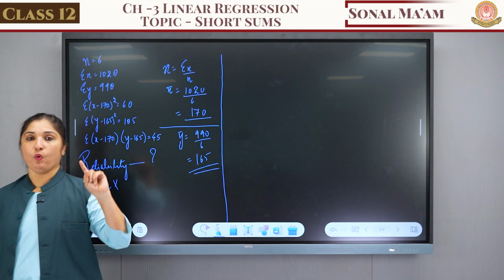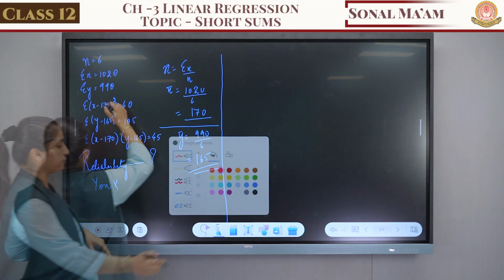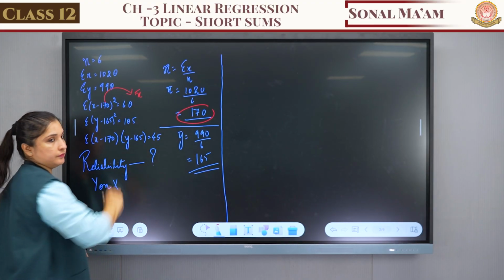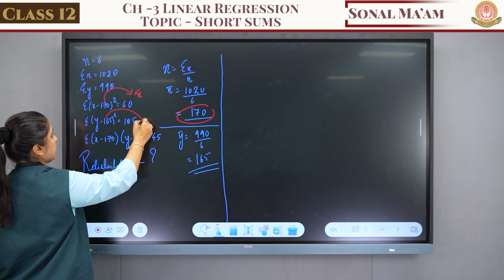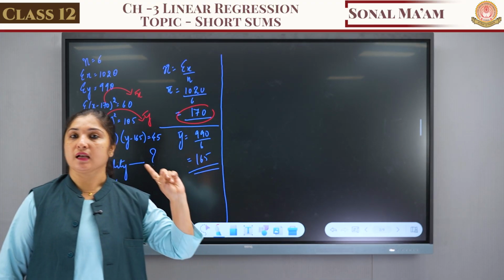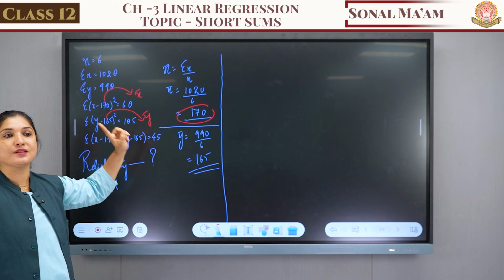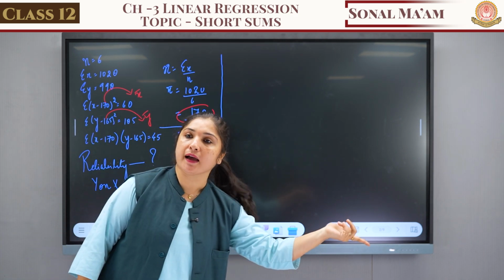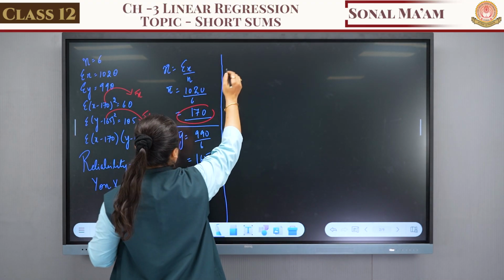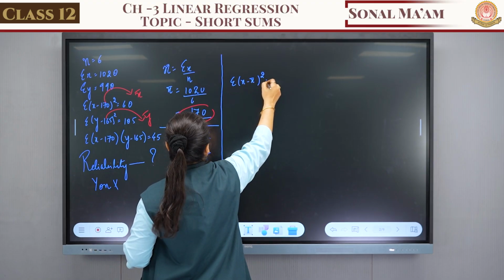Now can you see 170 and 165 we have already written over here, right? This is my x bar. What is this? This is my y bar. Are you getting it? So summation x minus 170 square, what does it show? It shows that it is summation x minus x bar square. Yes or no? Yes, it is x minus x bar square. So what do we have? We have summation x minus x bar square, that is 60.